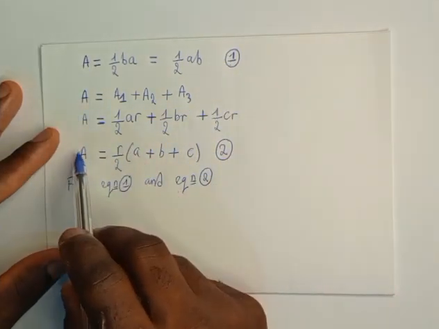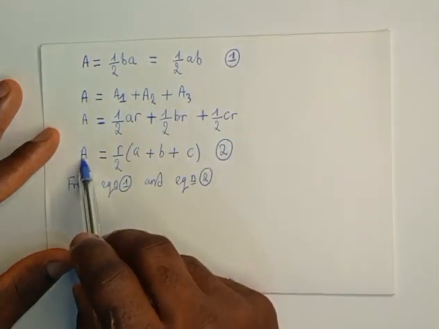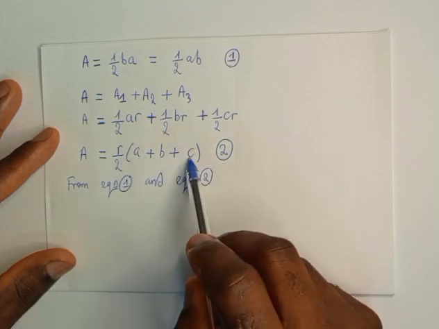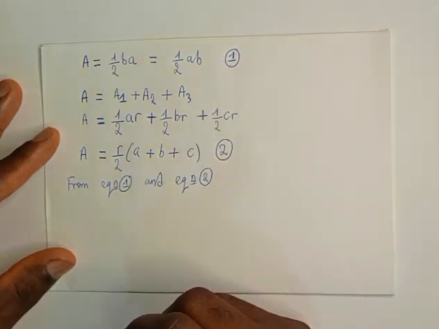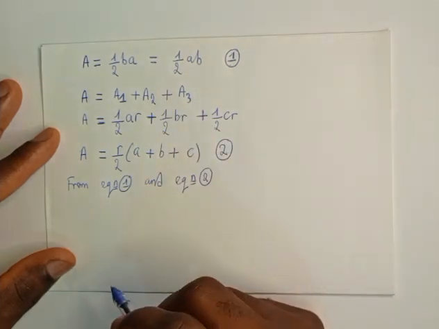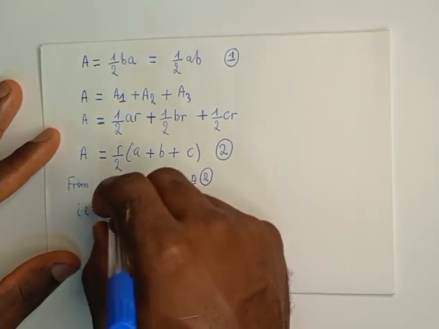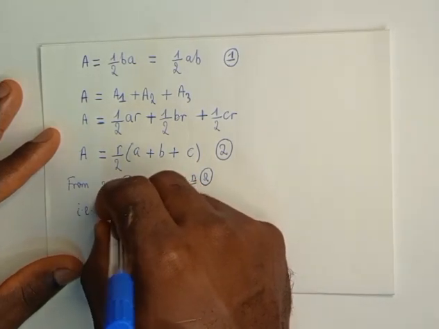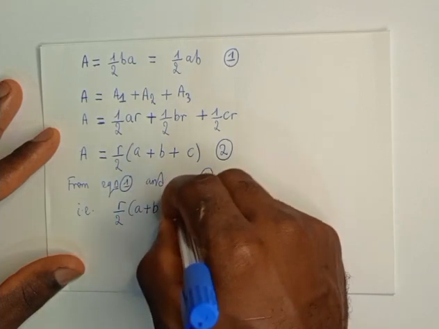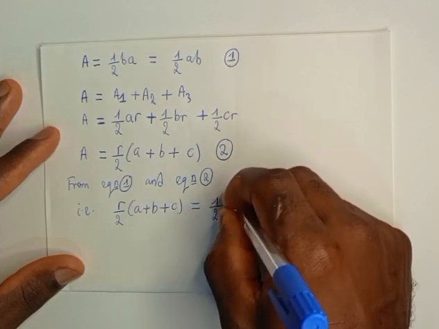A is at the left hand side. A is equal to a half AB. A is equal to R over 2 times A plus B plus C. They are equal. We are going to equate the right hand side of the two formulae. That is, we are going to equate R over 2 times A plus B plus C to a half AB.